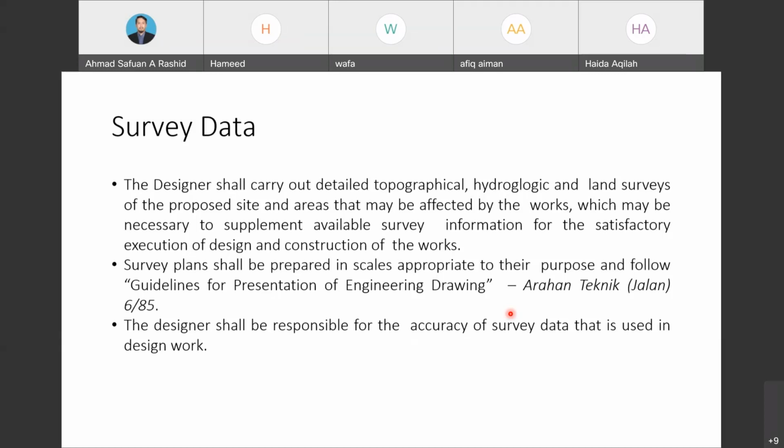Okay. Although on the first stage, during the tender stage, okay, so there will be some preliminary site investigation work will be prepared. Okay. However, in terms to have a good analysis, further detailed study should be carried out. Okay? So design should be responsible for the accuracy of survey data that is used in design work.